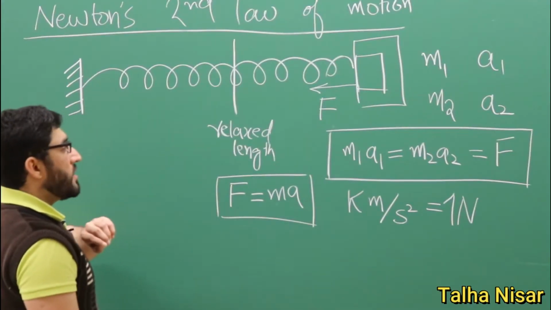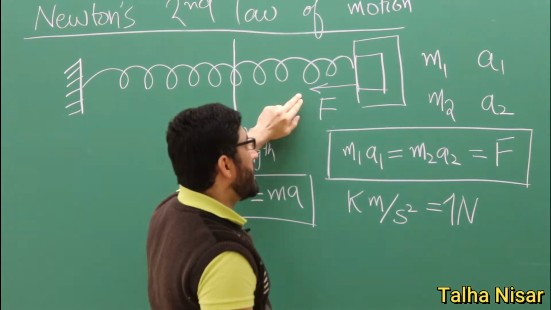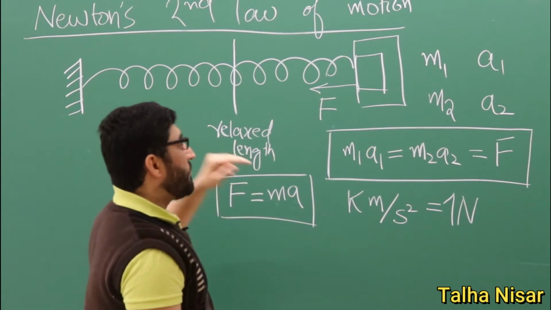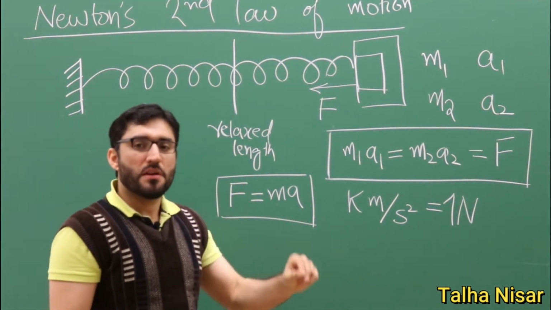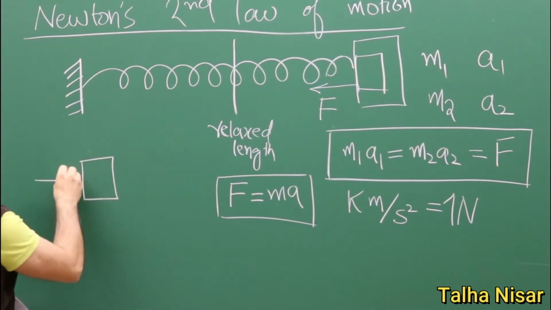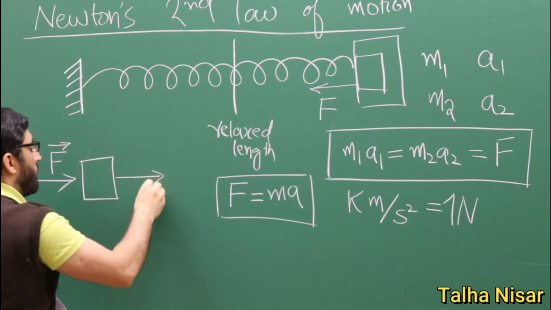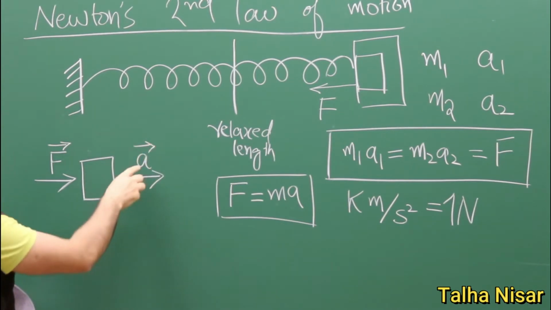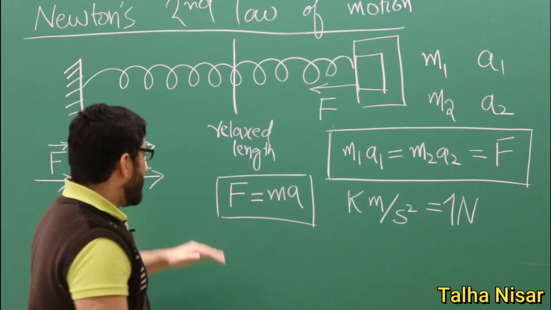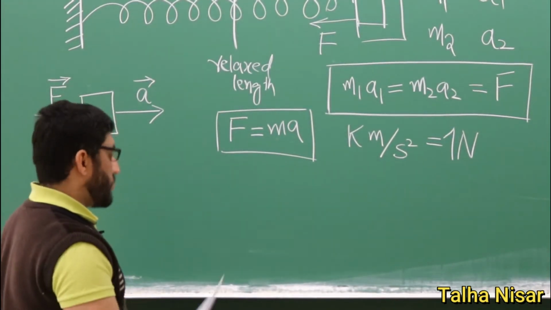So according to Newton, whenever there is a force acting on an object, it will feel an acceleration, and the acceleration will be in the same direction as the force. For example, I have an object here. If I apply a force in this direction, so force is a vector, and we will have the acceleration, also a vector, so the force and the acceleration will be in the same direction. So this is Newton's second law of motion.